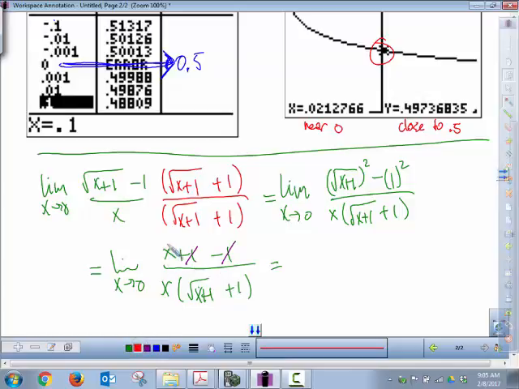So this x and this x will cancel after 1 minus 1. And then you have the limit as x approaches 0 of nothing on top except for a factor of 1, and then the square root of x plus 1 plus 1. Now the good thing is that when you put 0 in now, it's not going to be a 0 in the denominator anymore, I hope. So if you put 0 in here, you get the square root of 1, which is 1, plus 1.